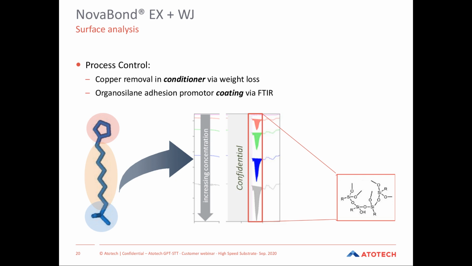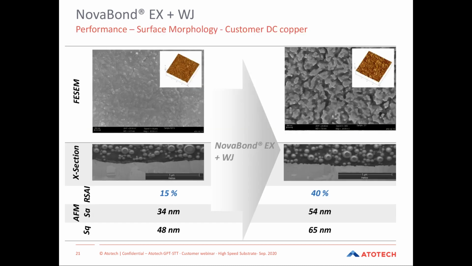Here we try to demonstrate how we measure. There is a specific bandwidth at which our molecule gives a signal, and if you take a look here, by increasing the concentration we also increase the signal. That is how we define how thick the layer of organosilane adhesion promoter is on top of our copper surface, and how good the quality of the coating coverage is on the surface.